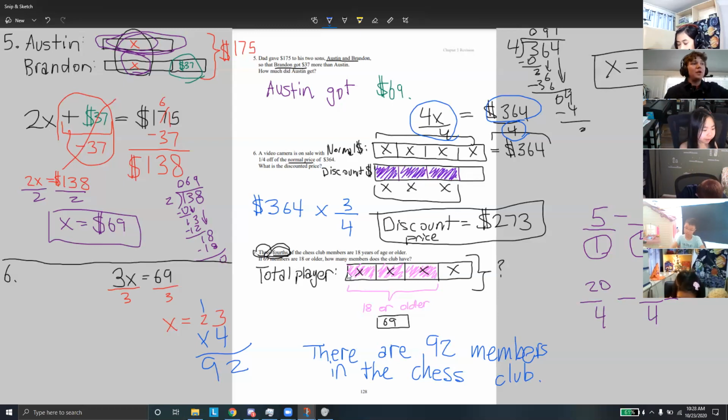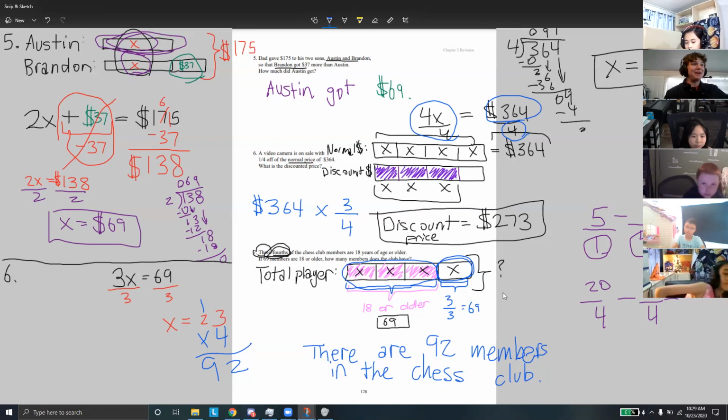Okay, so we know that 3 out of 3 boxes is equal to 69. Okay, we know that. Now, all we want to do is add one more box. Okay, one more box. So, how can we write that as a fraction? Well, we know that 3 boxes is 3 out of 3. So 1 box would be? 1 box would be 23.